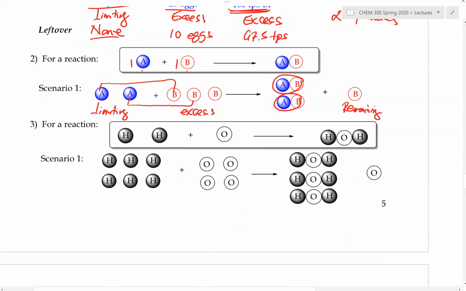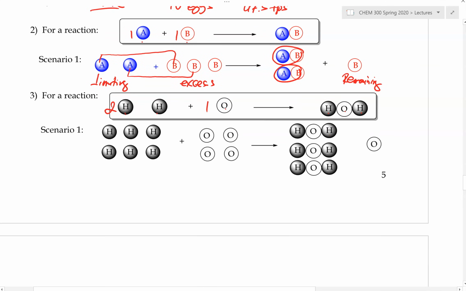Let's now try another reaction. So in this reaction, we have 2H combined with 1O. And these are not hydrogen or oxygen. We just call them H and O as an example. 2H combined with 1O to form an HOH product right here. So let's say this is our chemical equation. Based on this chemical equation, we see that H and O are reacting in a 2-to-1 ratio. 2H will react with 1O. So that's what happens there.